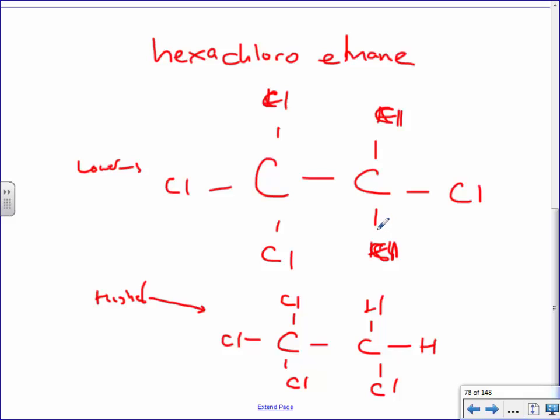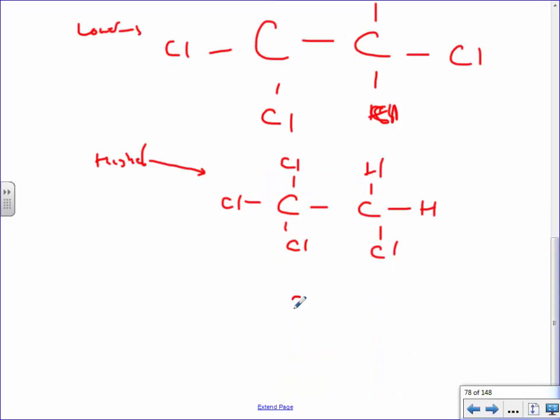Would you need numbers? Why not? Everything gets used, right? So there'd be no need for numbers. However, this one I drew down here would also be known as a chloroethane. Only we didn't use 6 chlorines. This time we used 4, so what is 4? Tetra.